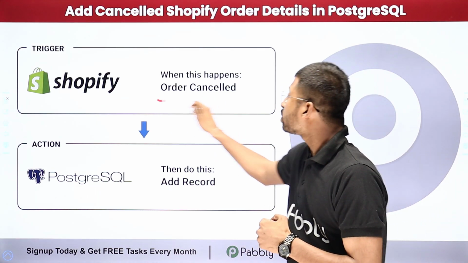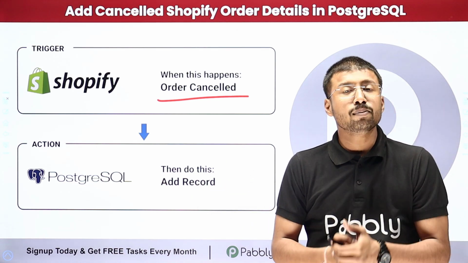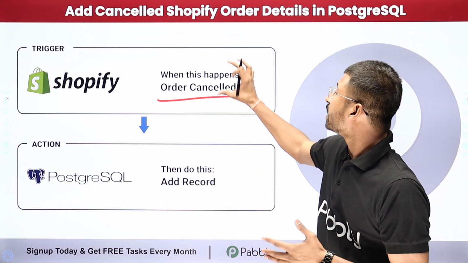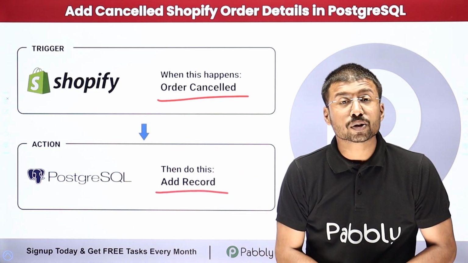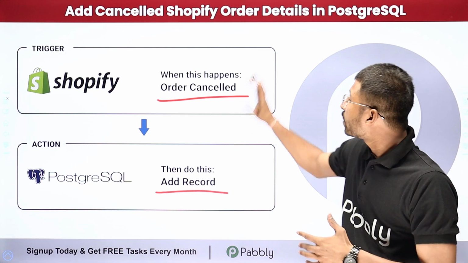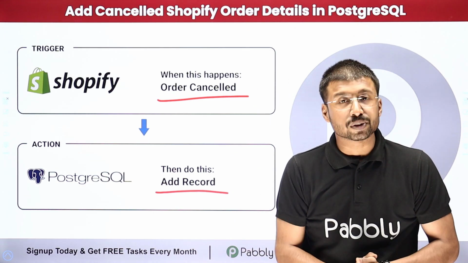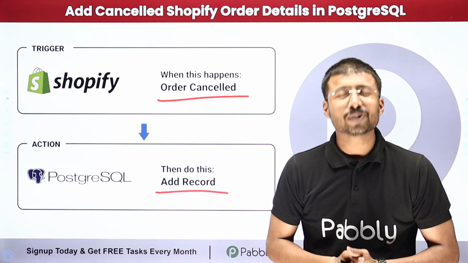In this automation, as an order will be cancelled by the customer or your team members, it will automatically take the details of the same order and add the order details as a record in PostgreSQL. Now, if you want to learn how you can set up this complete automation all by yourself, for that you just have to come with me to my screen.